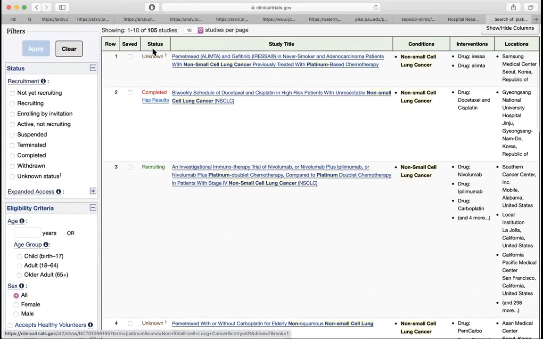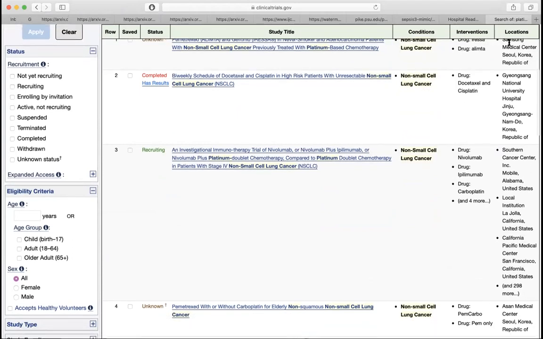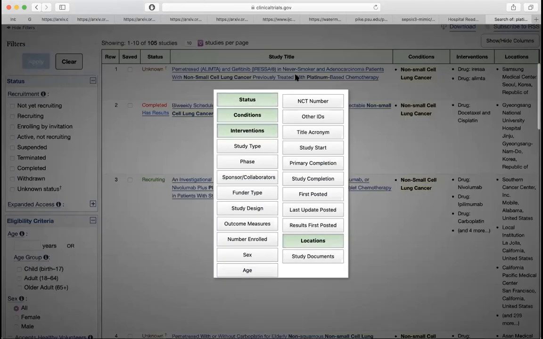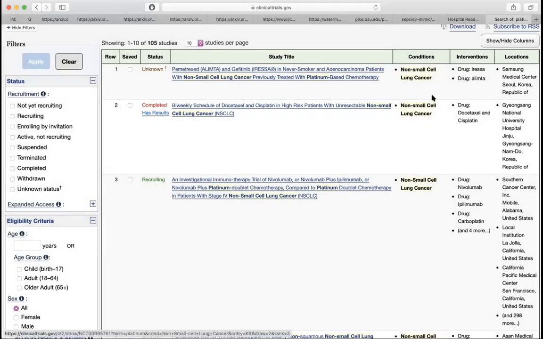Right, so let's see. Status unknown, status completed. Clinical trials done in Samsung Medical Center. 삼성병원에서 한 거죠. Pemetrexed. And I think these are drug names. Pemetrexed. Gefitinib in never smoker and adenocarcinoma patients.